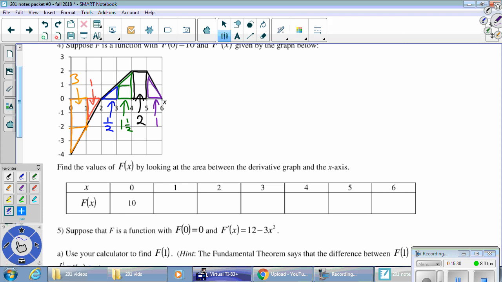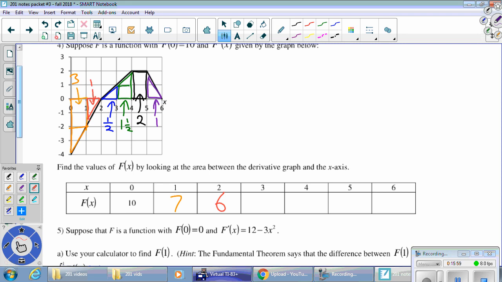Now, those things all represented the actual amounts of change. Those areas represent actual change in the original function capital F. The original function capital F, we are told, starts when x is 0 with an output of 10. So we're going to start with the 10. This orange thing is a 3, but it's below the axis, so that means we lose 3, so we went from 10 down to 7. The red triangle is a 1, but it's below the x-axis, so we lose 1 from the 7 we had, and we get 6.